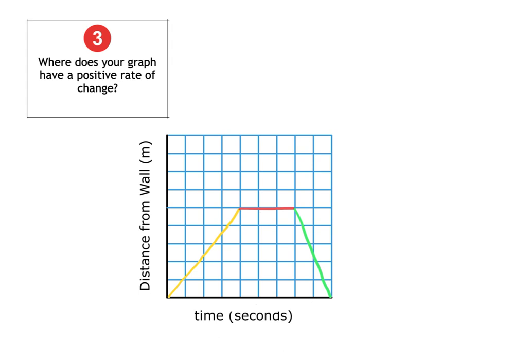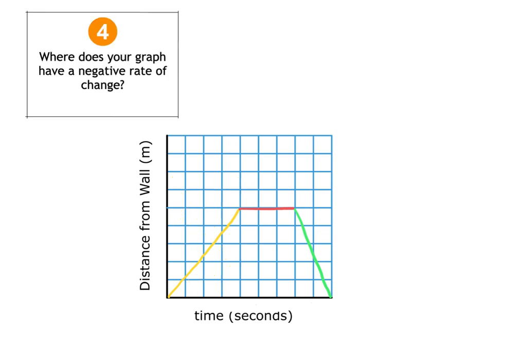The next question asks us to tell where our graph has a positive rate of change. We can see a positive rate of change is when the distance from the wall is increasing or they're getting further away from the wall. This happens during the first line segment.